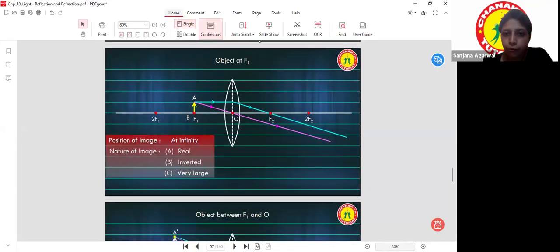Object at f1. If we keep our object at f1 and allow a straight ray of light parallel to the principal axis, it will pass through the focus, and another ray will pass through the optical center. It will pass straight. So they almost seem parallel and will meet after a long distance. So we can say that the image will be obtained at infinity. But yes, it will be real and inverted and it will be very large.